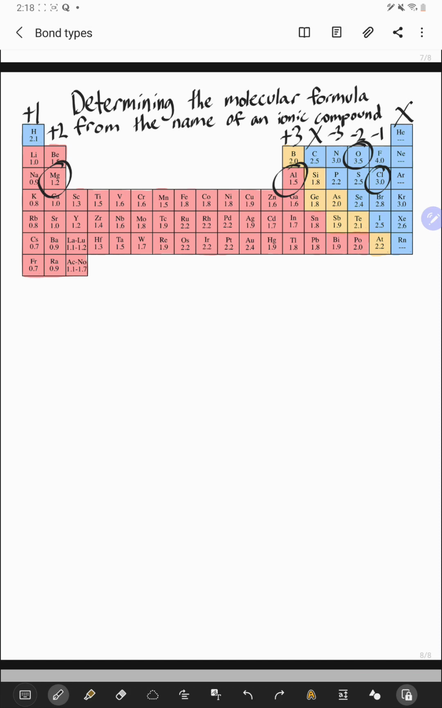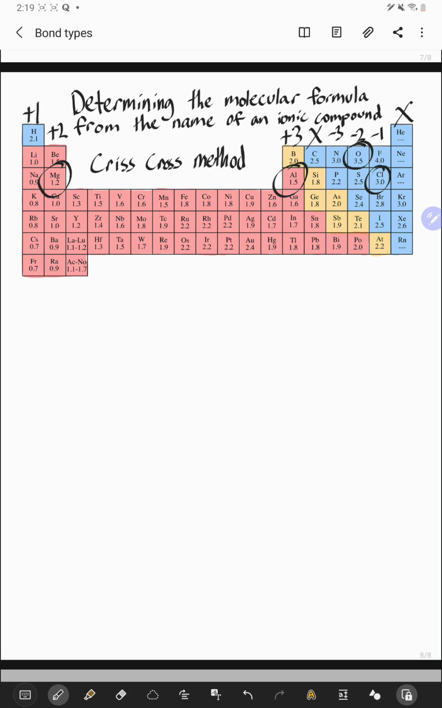In this video, we're going to be talking about how to determine the molecular formula from the name of an ionic compound using a third method on how to do this. And I like this method the best. I call this the crisscross method because all you're doing is you're going criss and cross, and you're going to solve the question.